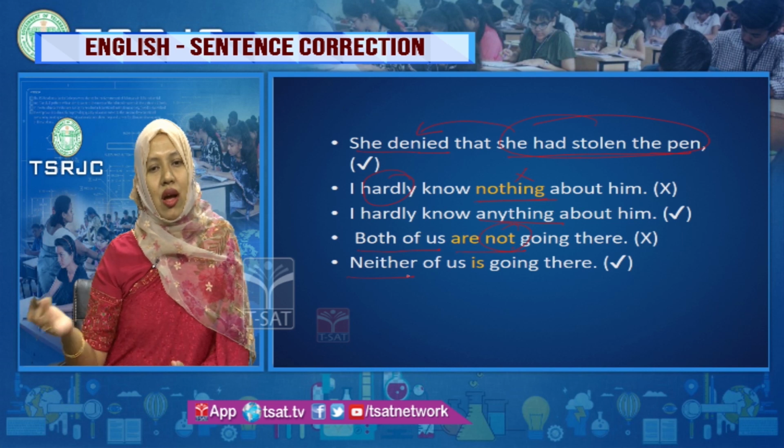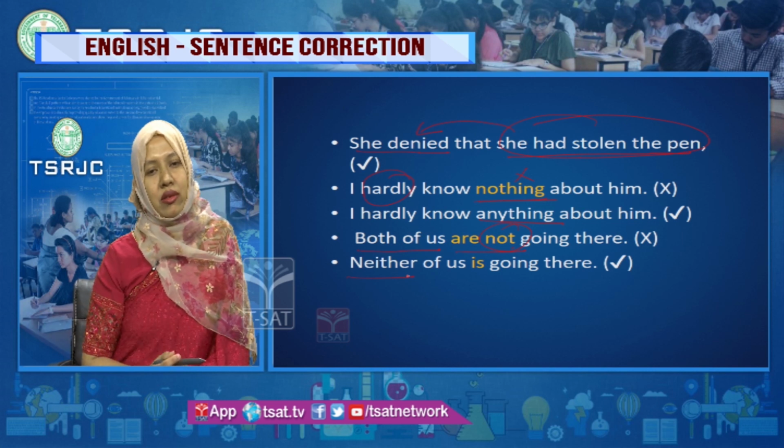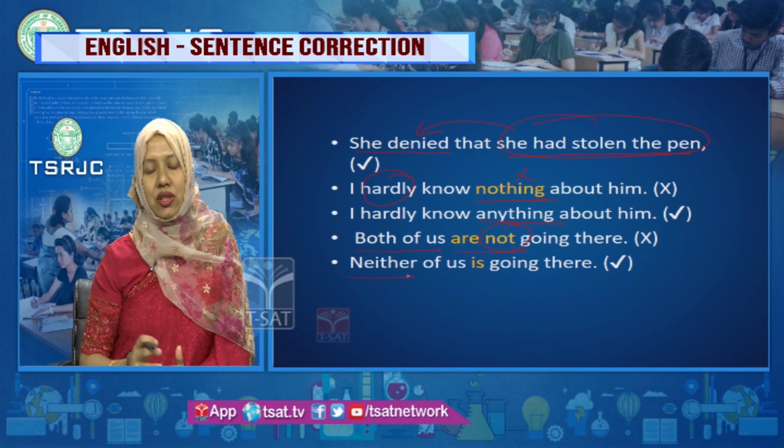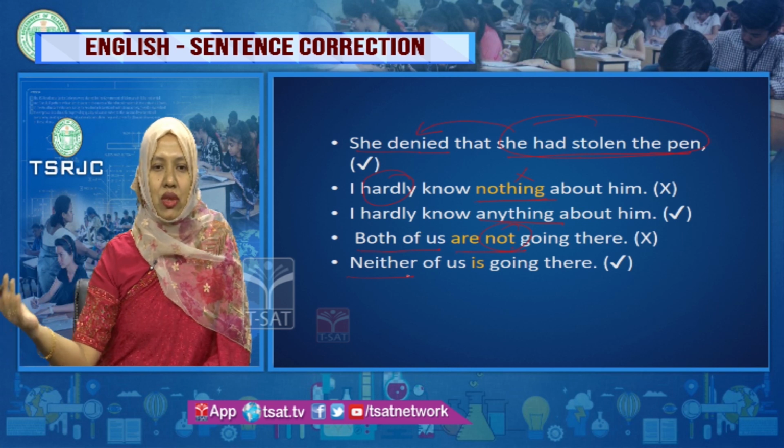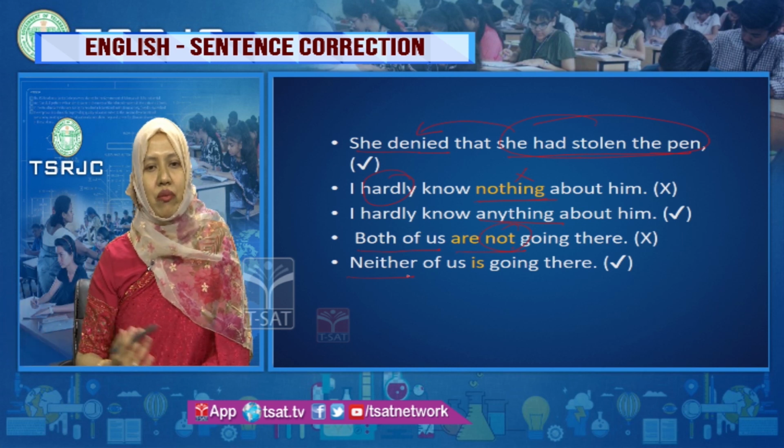Neither she nor I am going there. Neither of us is going there. Nobody is going there. Nobody is going to the movie or marriage or attending the function or class, nothing. Neither of us: out of two persons, neither of them, nobody. Neither she nor I am going.